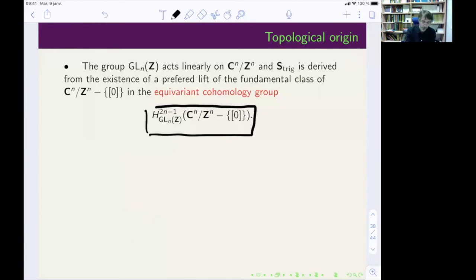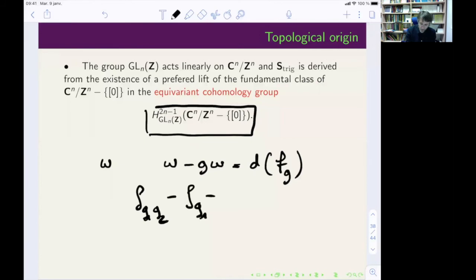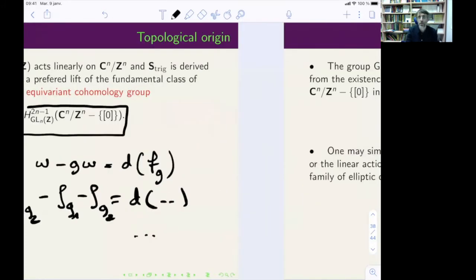And what equivariant means is that not only do you find the cohomology class associated to the fundamental class, but also if you translate it by an element g, then you can write down explicitly the difference between these two classes. It's a boundary of something, and then you can also write down the difference between f(g1 g2) and f(g1) minus f(g2). It's again the boundary of something, etc. So you enrich the cohomology class a lot into something more refined, and this is really this equivariant cohomology class that is at the origin of all the cocycles.